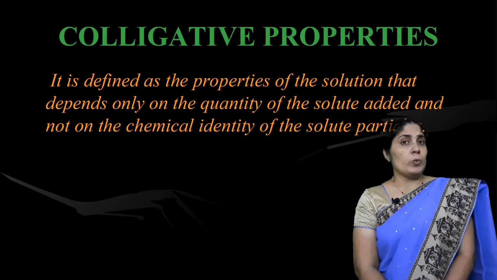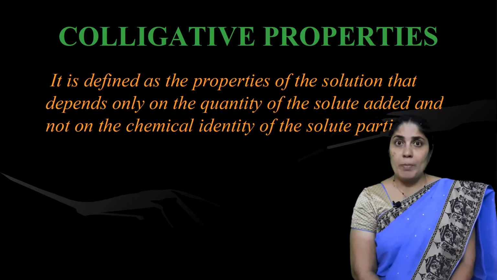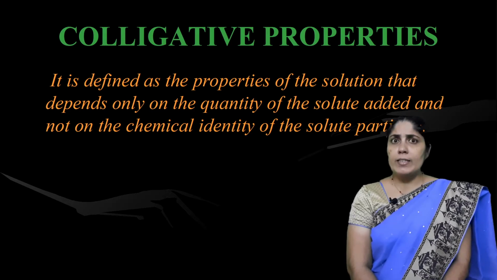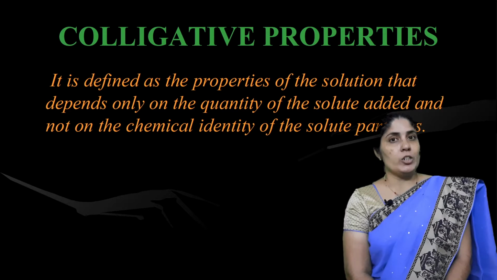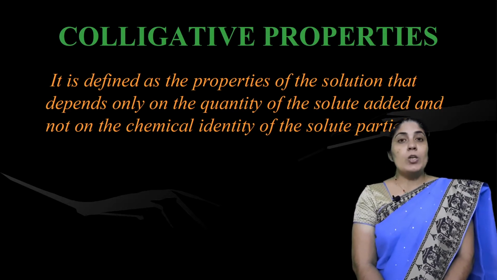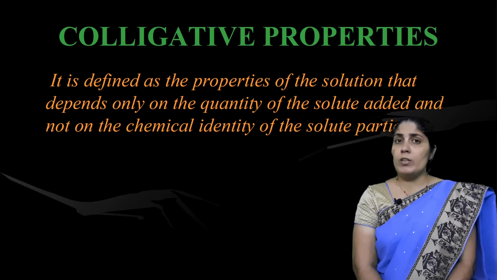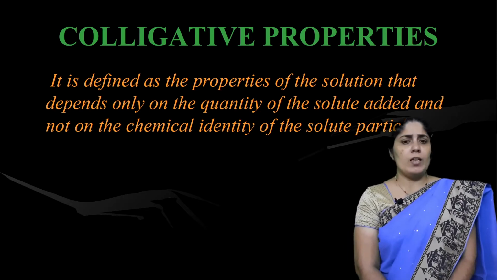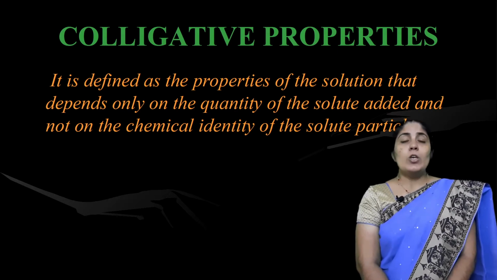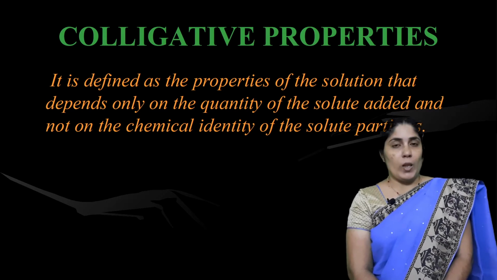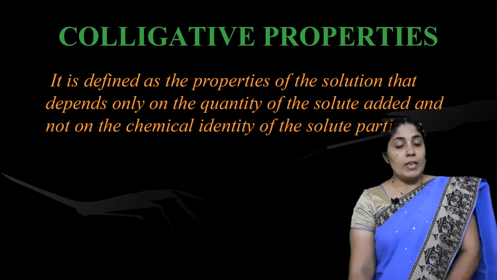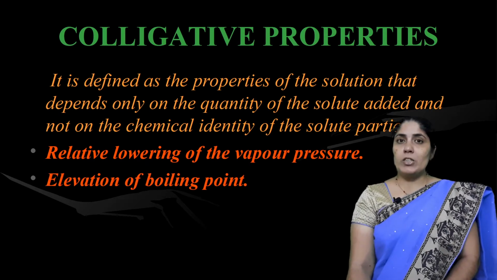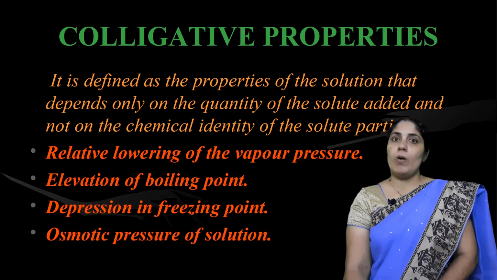That means we know that every pure solvent has its own vapor pressure, its own boiling point, its own freezing point, and so on. This characteristic property value changes on addition of a non-volatile solute. Thus, the value of vapor pressure, boiling point, and freezing point change, and that all depends upon the quantity of the solute added and not on the identity of the solute particle. So, in this order, we have to learn 4 colligative properties. They are relative lowering of the vapor pressure, elevation in boiling point, depression in freezing point, and osmotic pressure of solution.